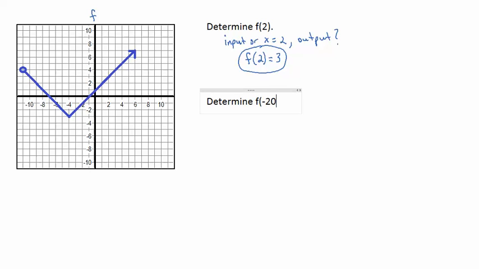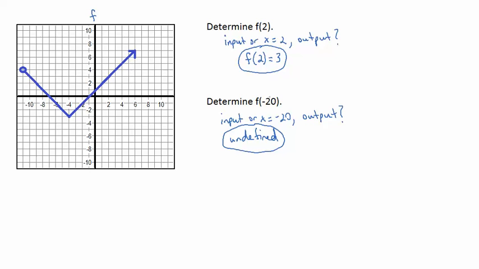Determine f of negative 20. So now I know that my input, or x value, is negative 20, and I want to find my y value, or my output. So I come over here and I scan. Negative 20 is way over here. I can't even see it, but I do know that the graph stops at negative 11 and doesn't go any further. So what is the output if the input is negative 20? Well, there is no output. So you could write no output if you want. You could say undefined is maybe a more common response. Negative 20 is not in the domain of this function, right? It doesn't have an output. Okay, let's do another one.